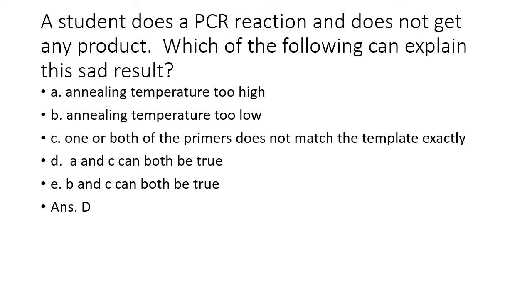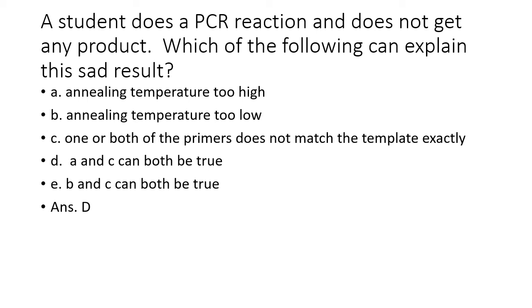All right, so the answer is D, A and C can both be true. Annealing temperature too high would mean that the primer, when it tried to bind to the template, would either not bind at all or melt off as soon as it did. So that would clearly get rid of any PCR product at all. If you can't bind your primer to your template, you're stuck.